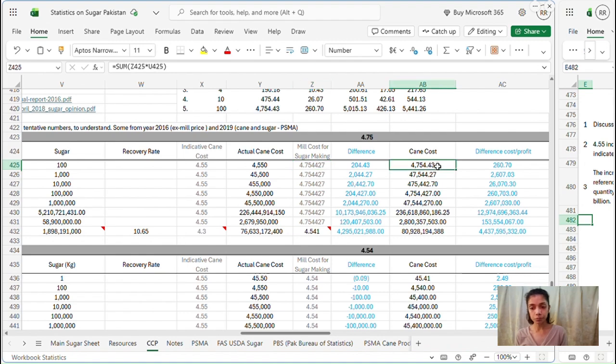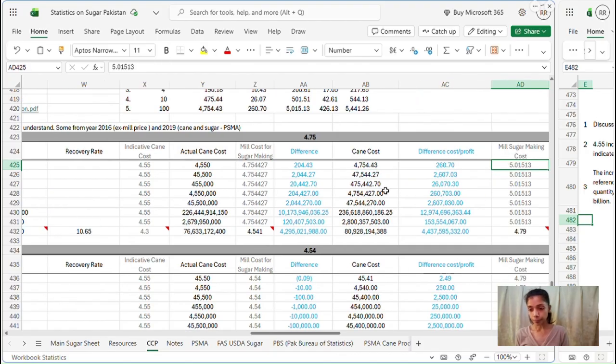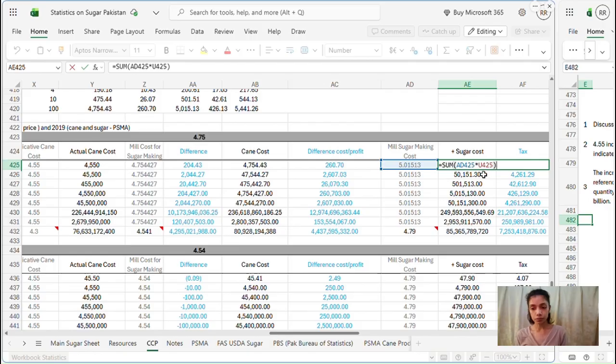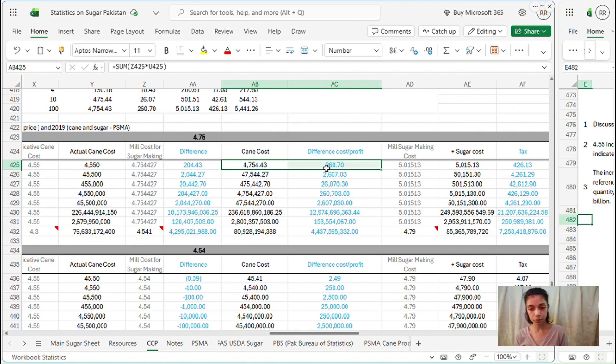And to calculate this amount directly, what we can do, we can pick this 4.75 number per kg cane cost when we do the reverse calculation that I've just explained in the previous video. And then in this cane cost, when further cost amount difference is added, it gives this amount. So when this amount is added in this amount, we get 5015.13 pesos, which is exactly this.